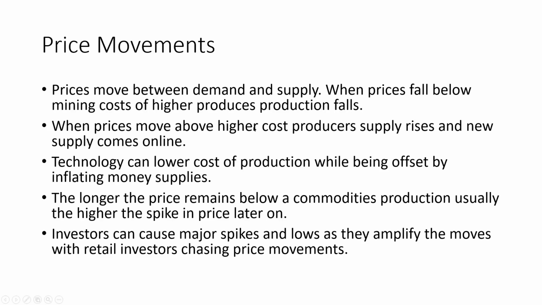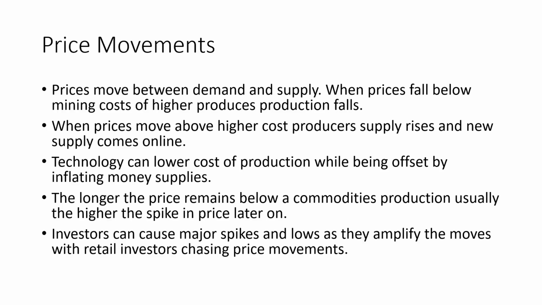So price movements. Prices move between demand and supply. When prices fall, typically they fall below the mining costs of the higher cost producers, and then production falls. When prices move above higher cost producers, supply rises and new supply comes online. Technology can lower the cost of production while being offset by inflating money supplies. The longer the price remains below a commodity's production cost, usually the higher the spike in price later on of that commodity.